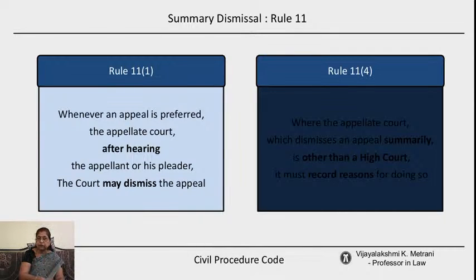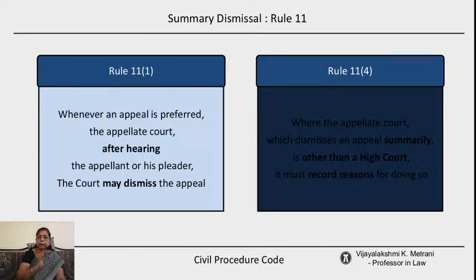Rule 11 says that when the appeal is first preferred, the appellate court will hear the appellant or his pleader. The first date will be for hearing the appellant or his pleader, and the court looks into whatever they speak before the court. Here there is no question of putting evidence before the court or any details being given. They only hear on the grounds that have been stated before the court.